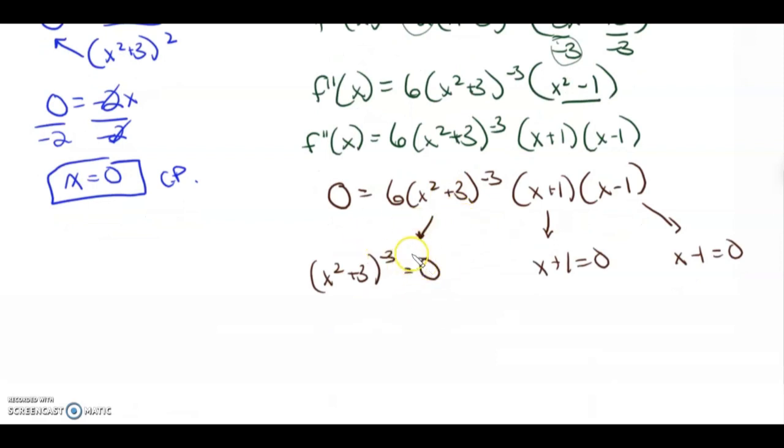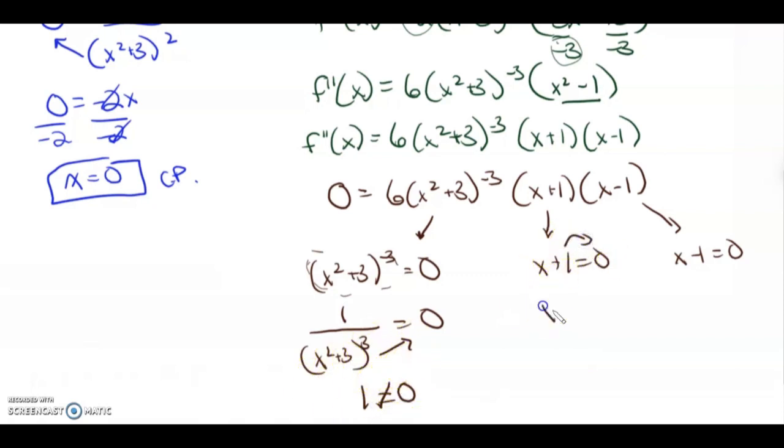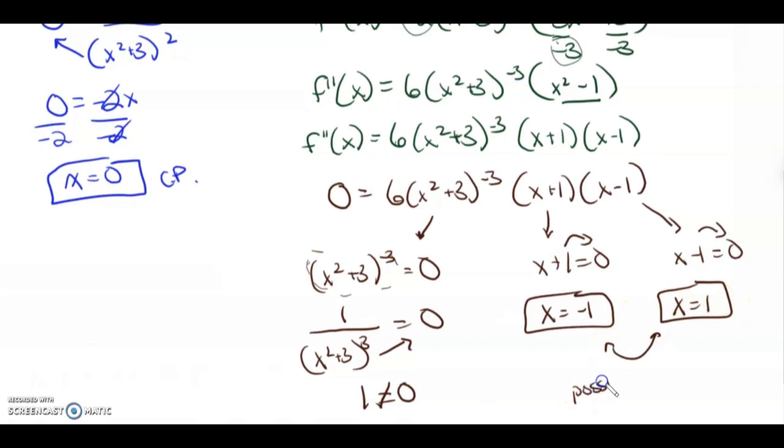Okay, so when we think about this term here being in the denominator, 1 over (x squared plus 3) to the 3 equals 0. When we cross multiply, we get 1 equals 0. And we know that 1 can't equal 0, so there's no possible point of inflection there. Bring this over, we get x equals negative 1, and then bring this negative 1 over, we get x equals 1. So these two here are going to be possible points of inflection.